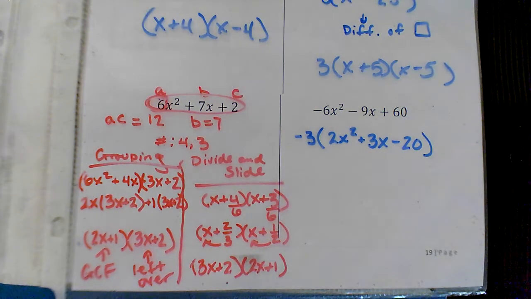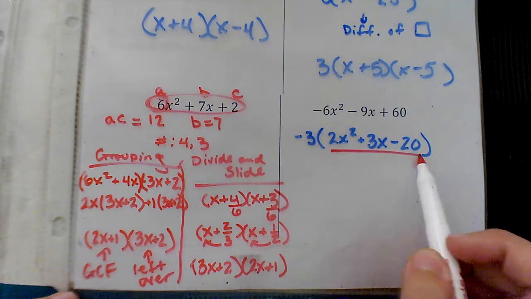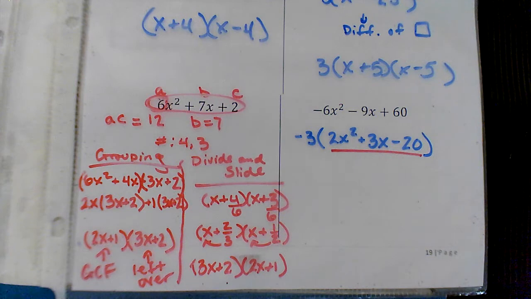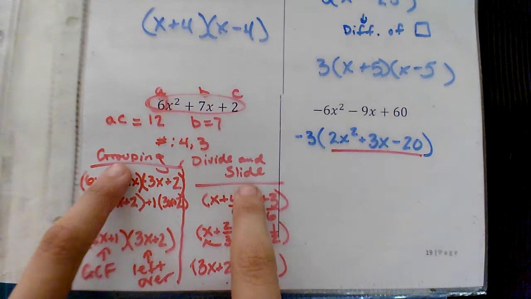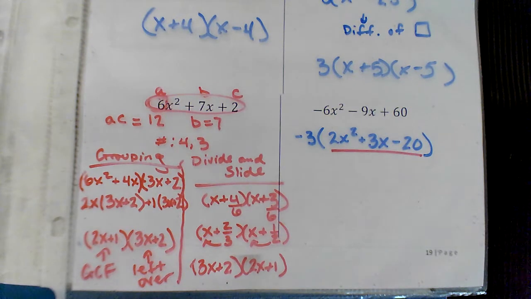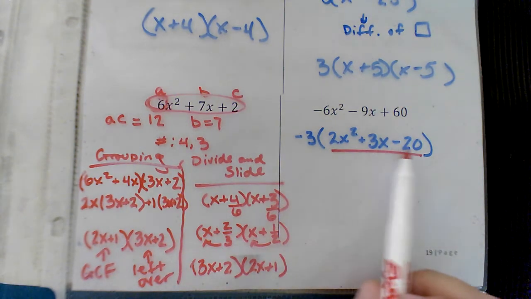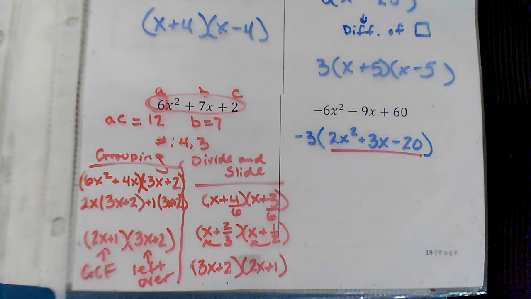So GCF, that's one technique, but we got to ask ourselves, can we go further? So you got to take a look at your leftover stuff. Can we do anything there? Does it fit the IM profile? No, because that's a 2. Is it a difference of squares? No. No. All right, so we're either left with grouping or divide and slide, whatever you are more comfortable with. I want you to try this one. Okay, 2x squared plus 3x minus 20. Try to factor it, see what you get.